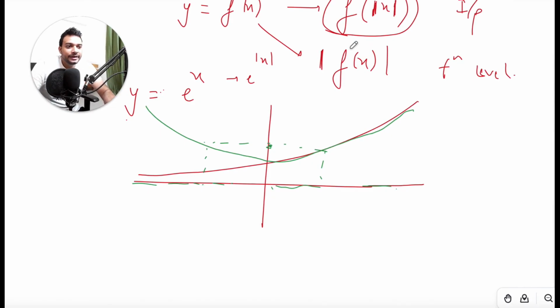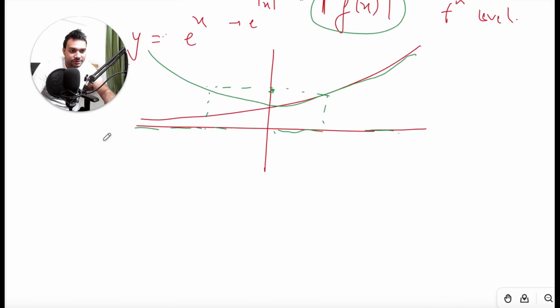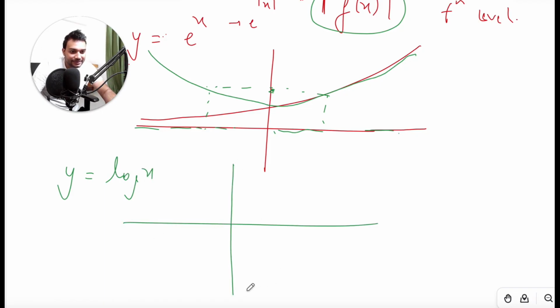Now for the function level transformation, f of x to absolute value of f of x, I'll show you the log function for better illustration. y is equal to log of x. If you see the graph, it looks somewhat like this. Basically the mirror image of this exponential curve.